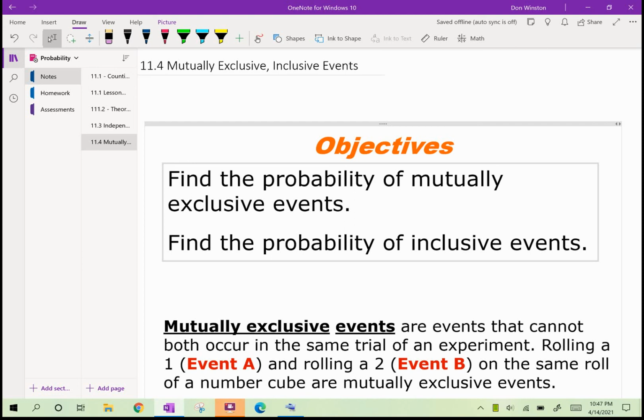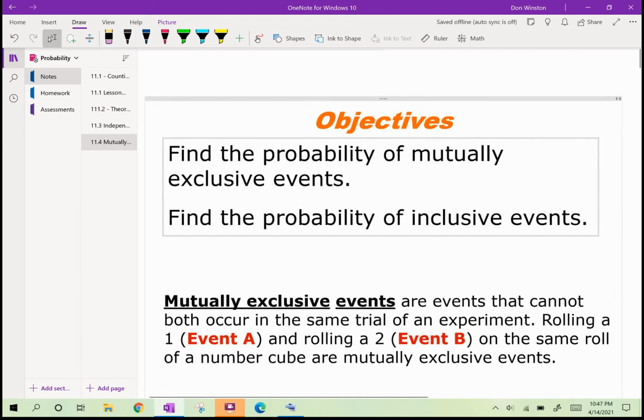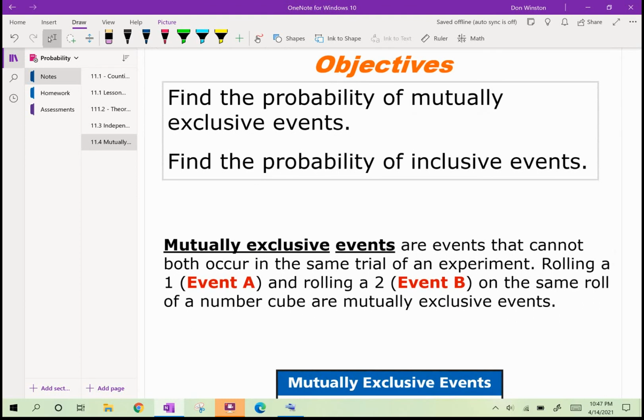Today we'll go on to 11.4. We continue on with probability. Today, our objective, we want to find the probability of mutually exclusive events. We'll figure out what mutually exclusive means, and then we want to find the probability of inclusive events. So what is mutually exclusive?